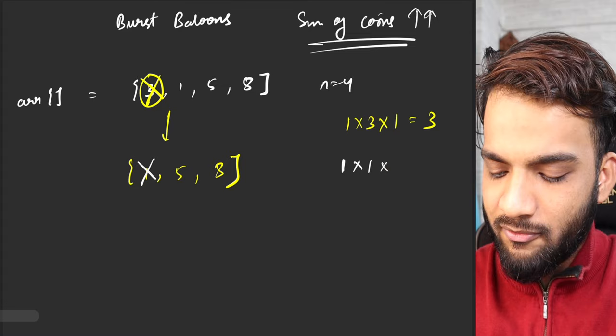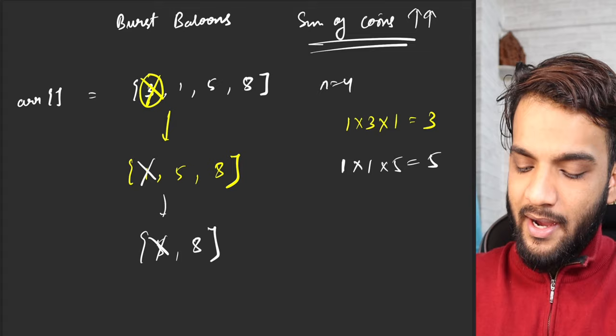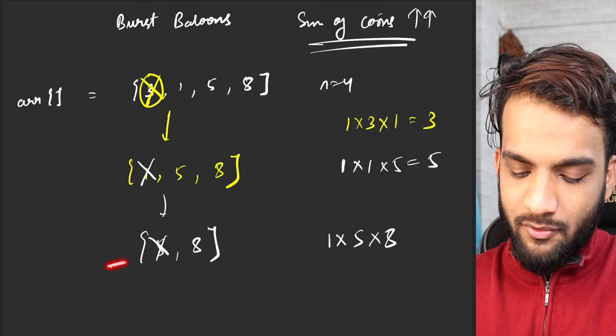Now after this, you have 5, 8. Now I'm deciding that, hey, listen, let's burst out 5. So if you're bursting out 5, you'll get 1 on the left, 5 himself, and 8 on the right. 1 on the left, 5 itself, 8 on the right. So I guess this will be 40.